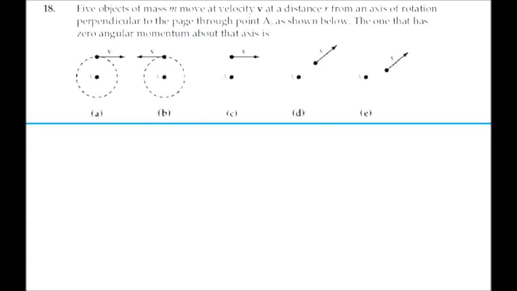Here's problem 1118. 5 objects of mass m move at velocity v at a distance r from an axis of rotation perpendicular to the page through point A as shown. The one that has zero angular momentum about that axis is, so we're talking about a mass moving with velocity v at a distance r from an axis. Angular momentum by definition in this case is equal to mvr, at least in magnitude.